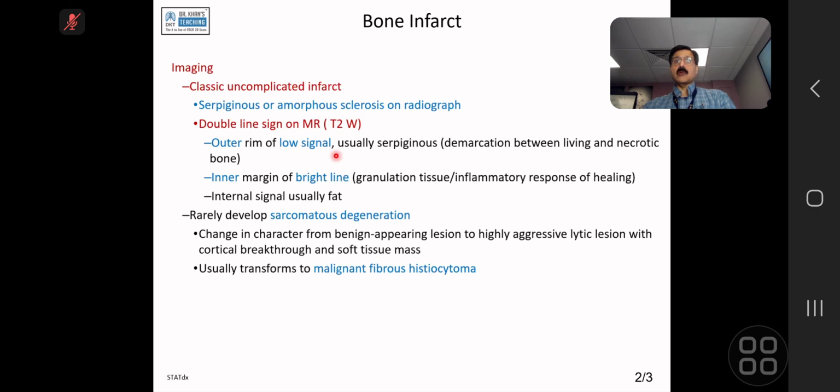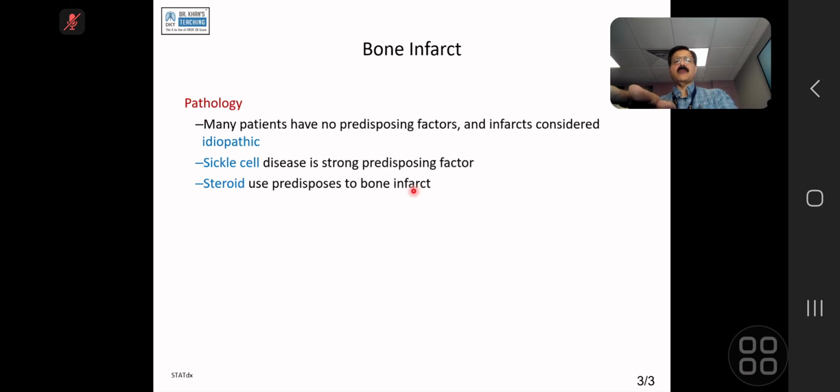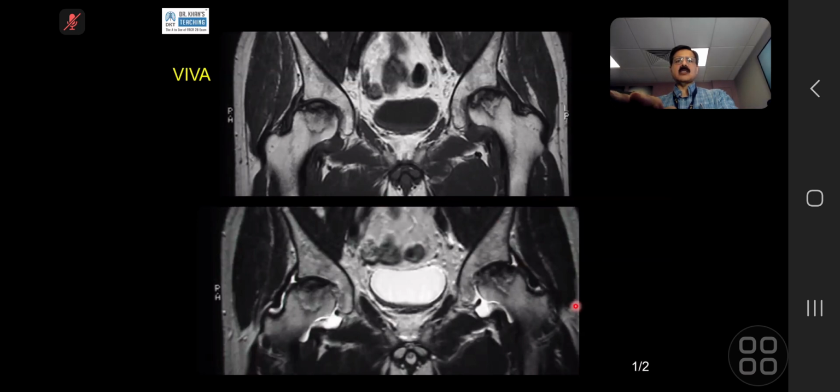Outer, and this is what they will ask: how do you explain this? The outer line is the demarcation between living and necrotic bone. Inner is granulation tissue, which is bright on a T2 weighted sequence. You should know the etiology of bone infarcts, things like sickle cell disease, steroids, things like Gaucher's disease. All of these are very important, and there is a huge list. Now, this is this.